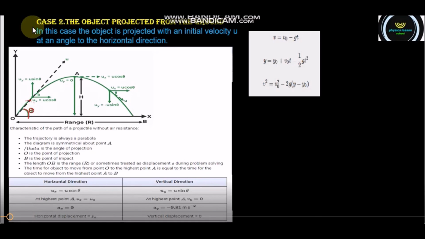Hello online physics students, welcome back again. Last time we saw case 2 of projectile motion, that is when the object is projected horizontally.